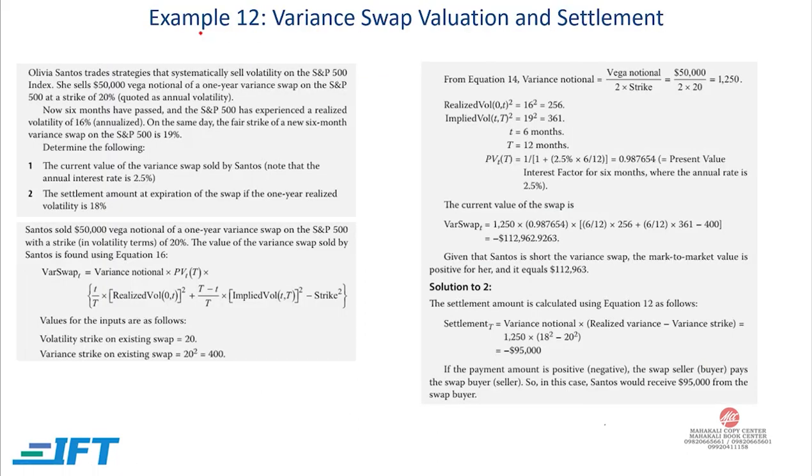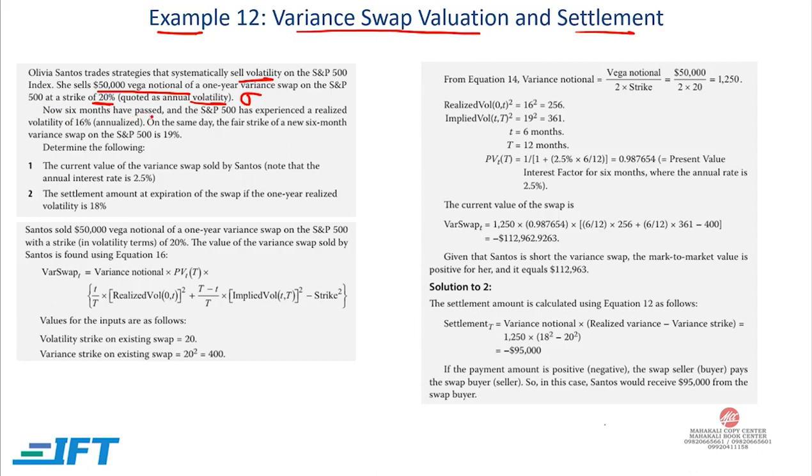Alright, so now let's go over an example which deals with variance swap valuation and settlement. Olivia Santos trades strategies that systematically sell volatility on the S&P 500 index. She sells $50,000 Vega notional of 1-year variance swap on the S&P 500 at a strike of 20%. This is quoted as annual volatility. So the 20% is a volatility. For variance, we'll have to square this.